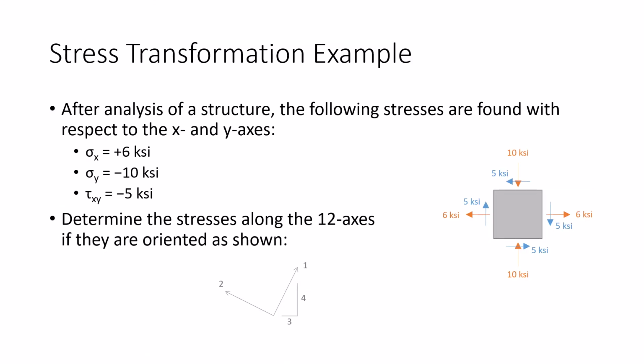So let's look at an example. After analyzing a structure, we have some stress state. We know that sigma x is plus 10, sigma y is negative 10, and tau xy is negative 5. I want to determine the new stress state along this coordinate system. Let me pull up the notebook. I already have this copied on there.